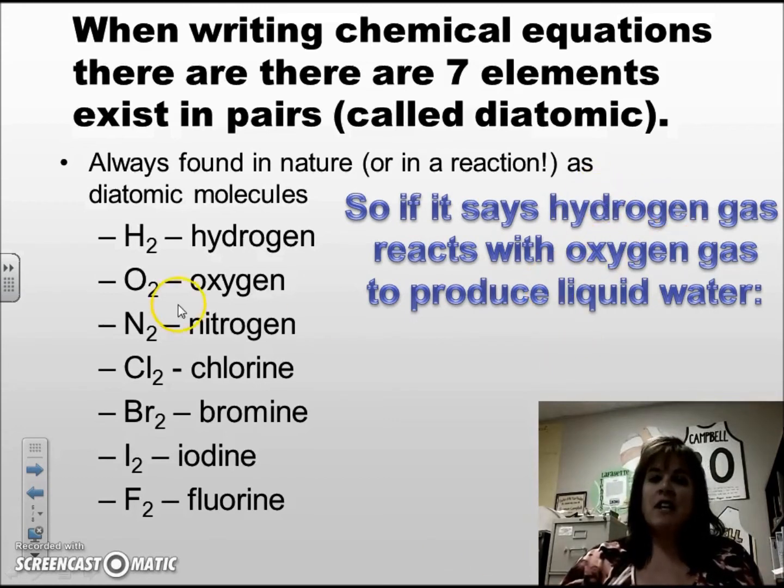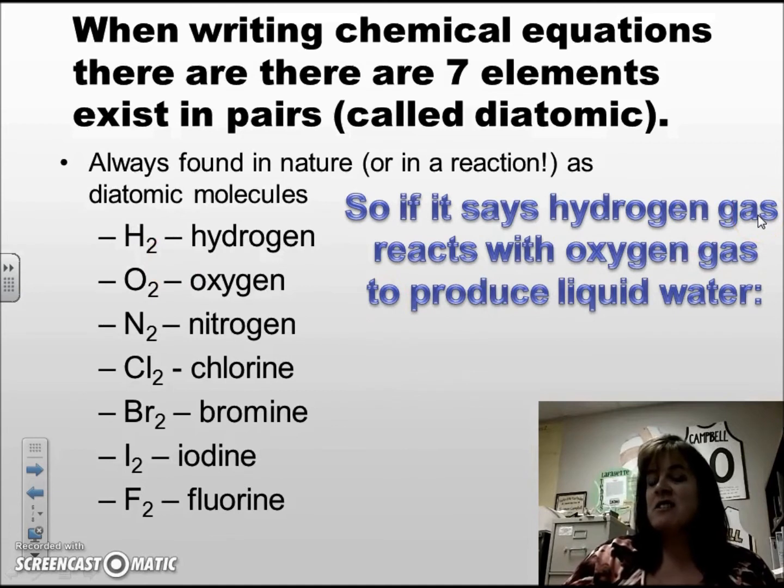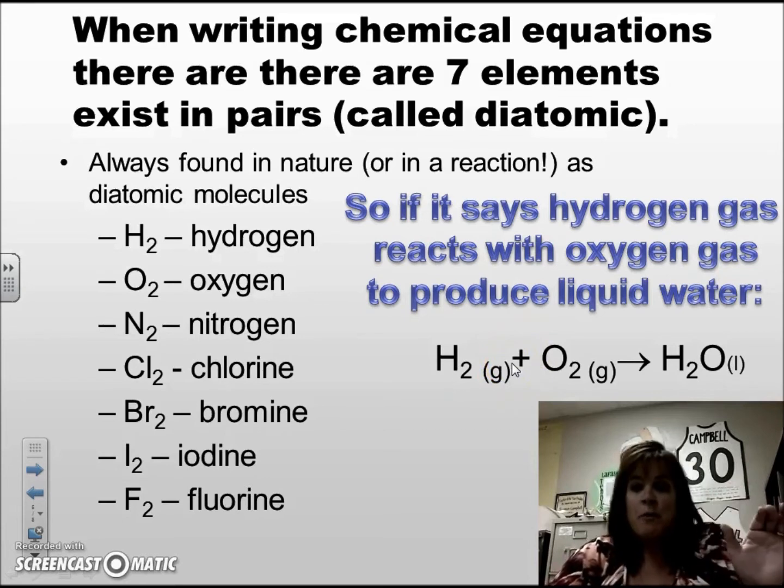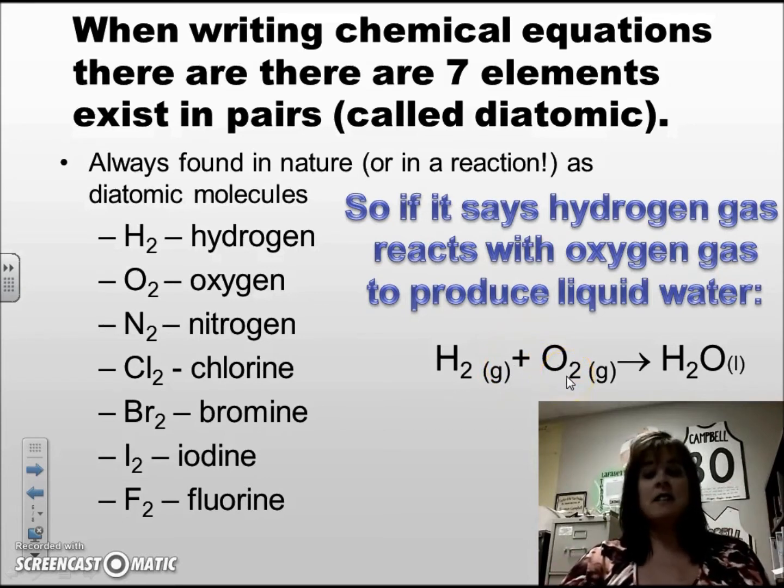Well, I'm not going to write just H, because hydrogen doesn't appear by itself. It's always H2, and it's a gas, so I need to use a little subscript g. So it would look like this. Here's my hydrogen, H2, gas, to symbolize it's a gas. There's my plus to separate my hydrogen from my oxygen. And again, oxygen is diatomic, so we have to put a little 2 there.